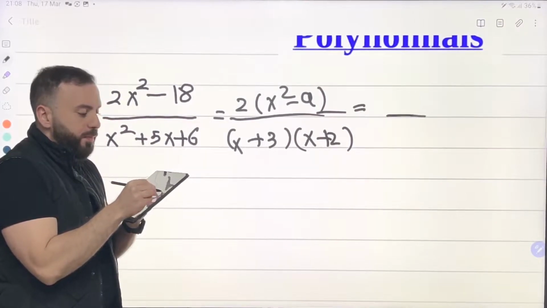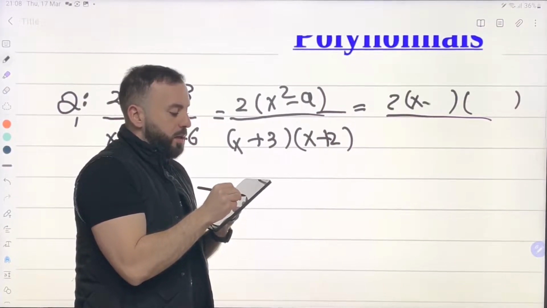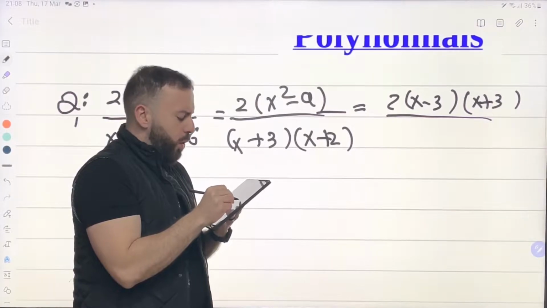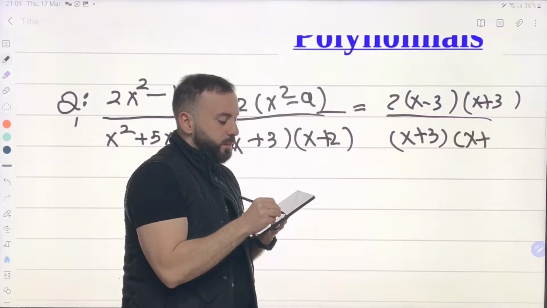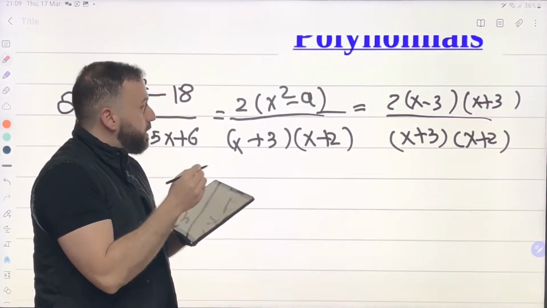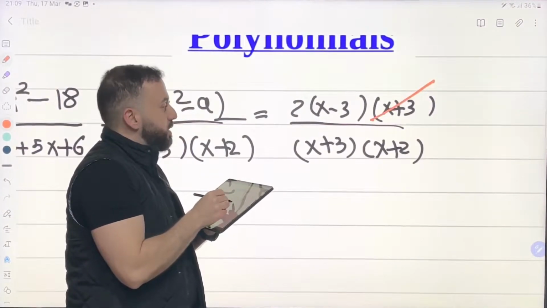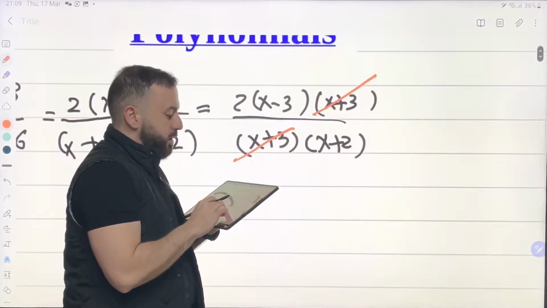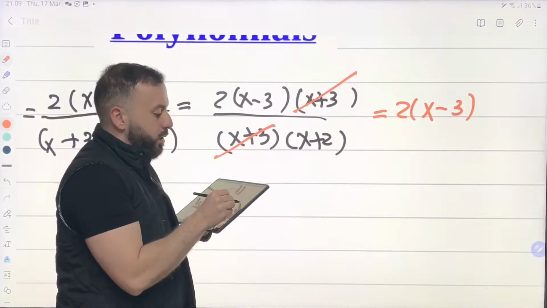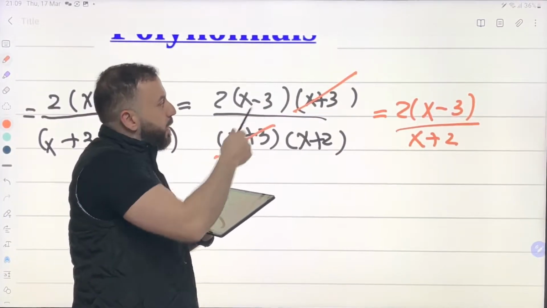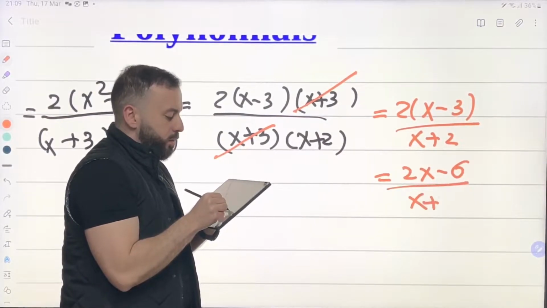Still we have one more step. That's going to be now 2 open bracket, x minus 3, x plus 3, all over x plus 3 times x plus 2. Then what's the next step? The x plus 3 cancels the x plus 3, and at the end what do I get? x minus 3 all over x plus 2. Then you multiply the 2, and at the end we have 2x minus 6 all over x plus 2.